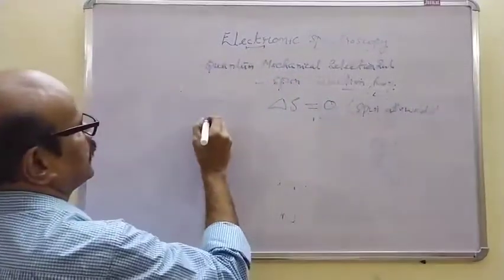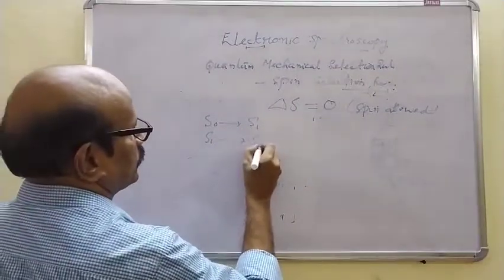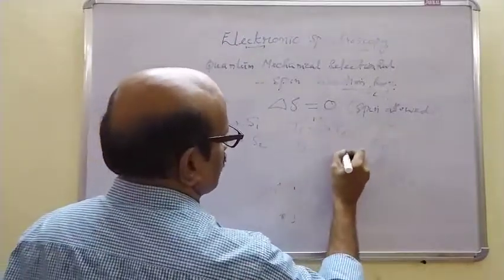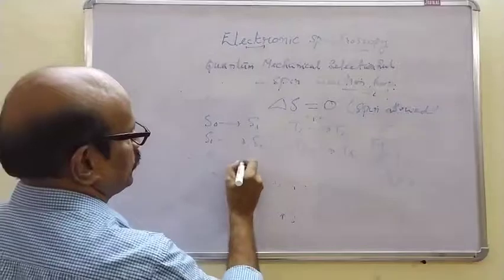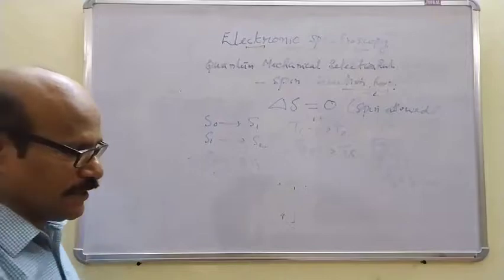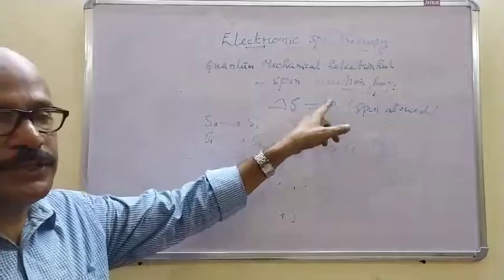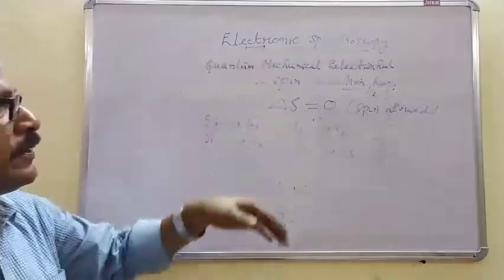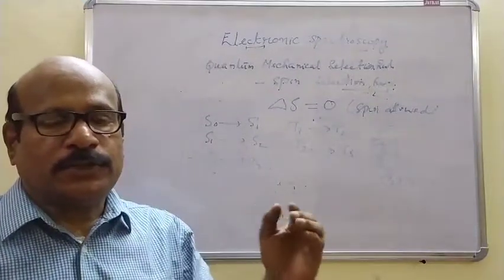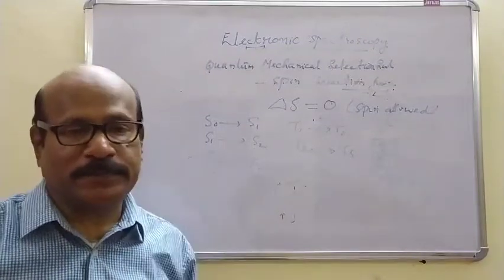For example, S0 to S1, S1 to S2, etc., T1 to T2, T2 to T3, etc., and similarly D1 to D2. All these are spin allowed transitions because here the spin selection rule is conserved, where delta S is equal to 0. So according to this selection rule, transition between any two electronic states takes place only between the two states having the same spin multiplicity.